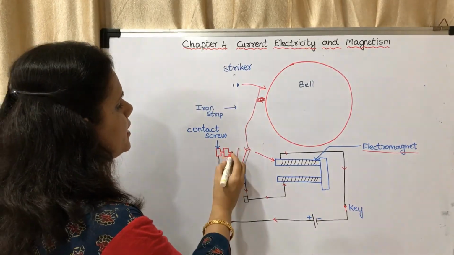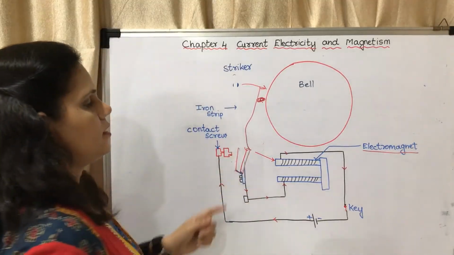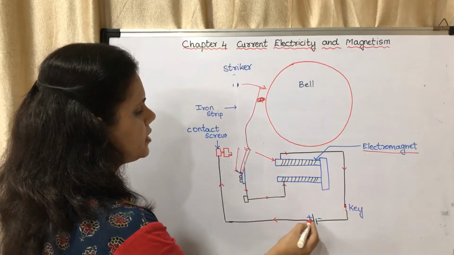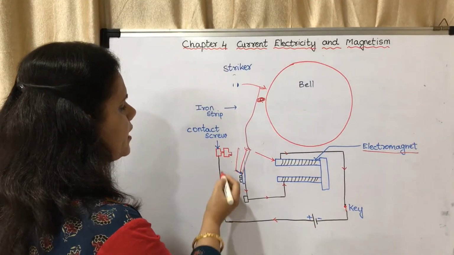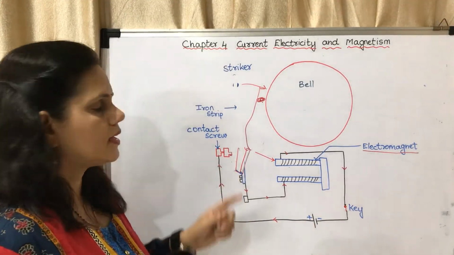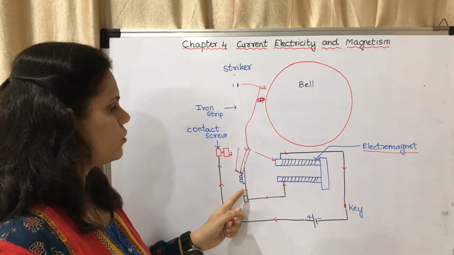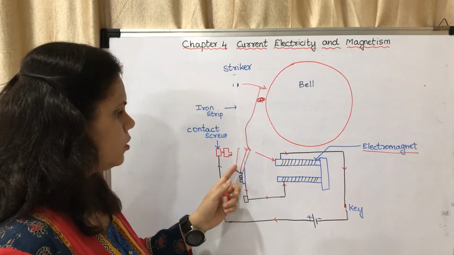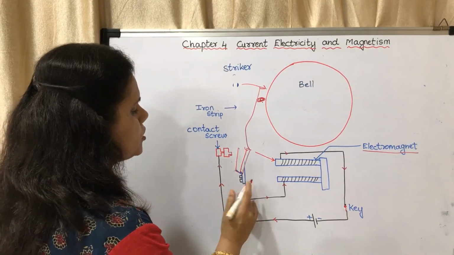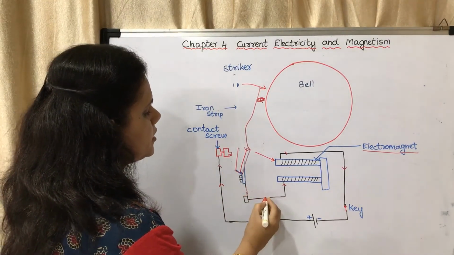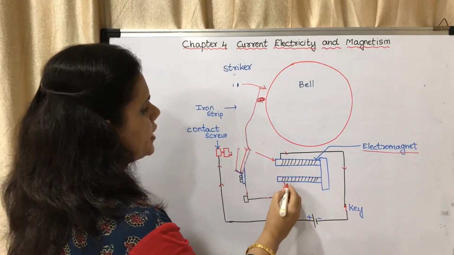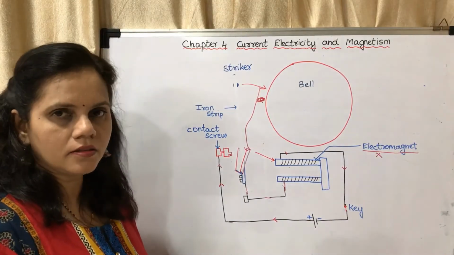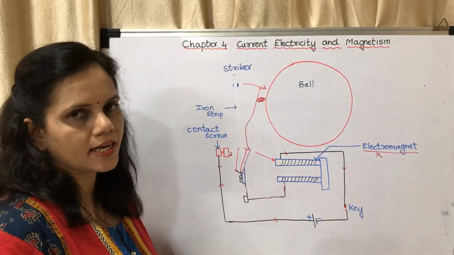Now here you may see it has lost the contact. When there is no contact, the current which is flowing will come and stop here. It cannot go forward because there is no contact. Now when the current is not flowing, that means there is no current, so this is not an electromagnet. This cannot act as an electromagnet.